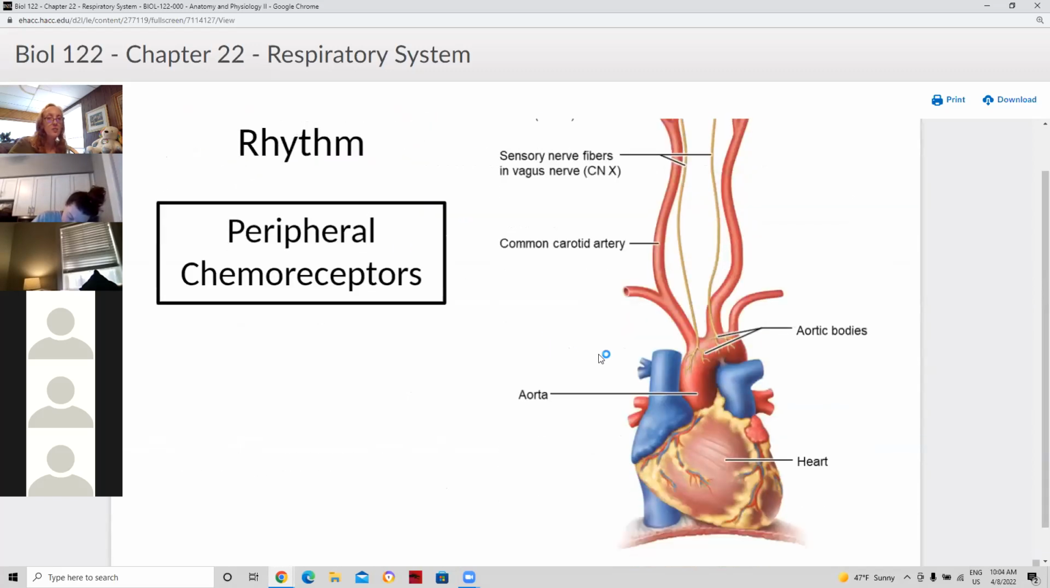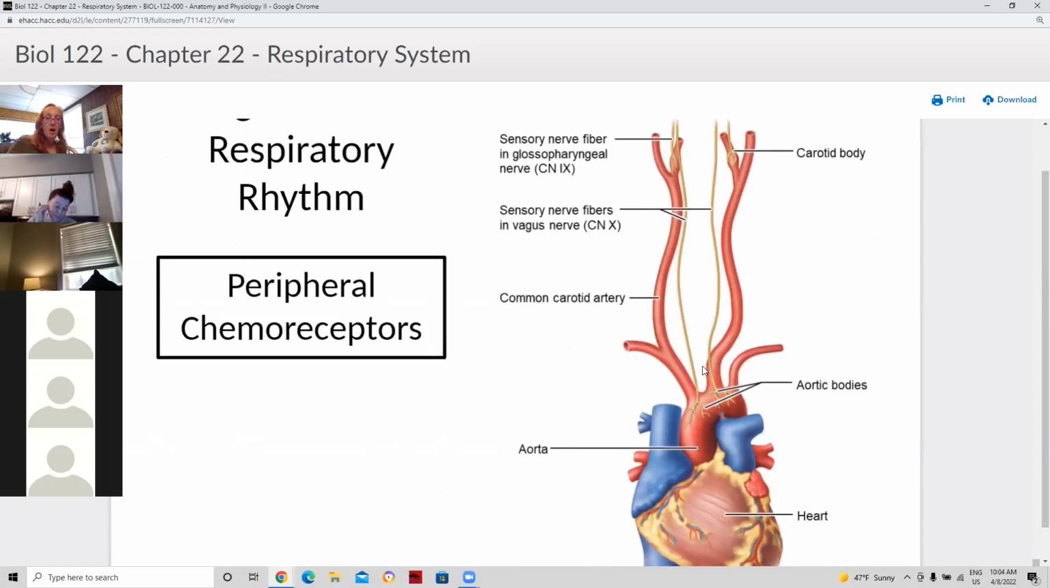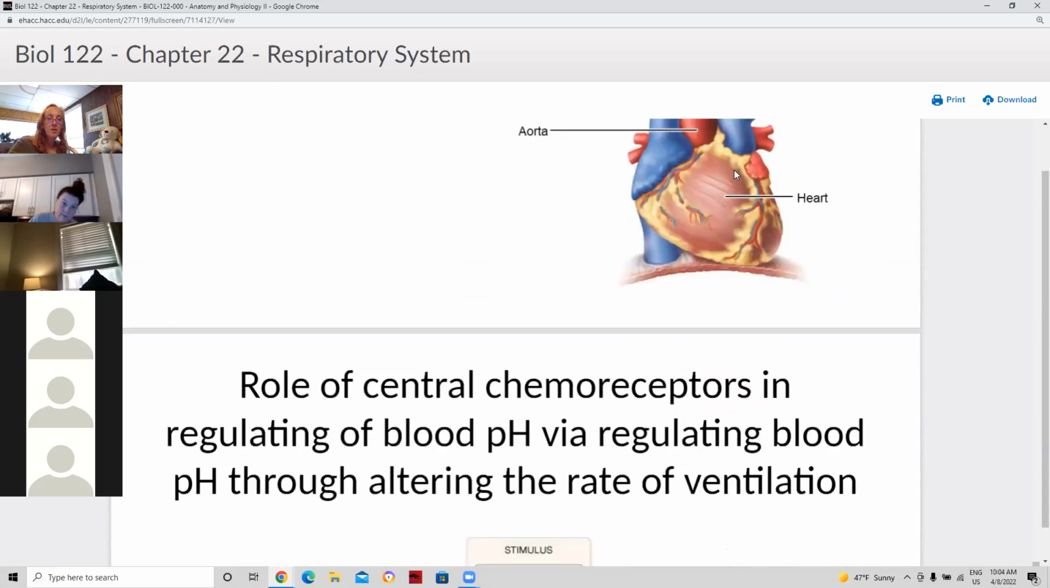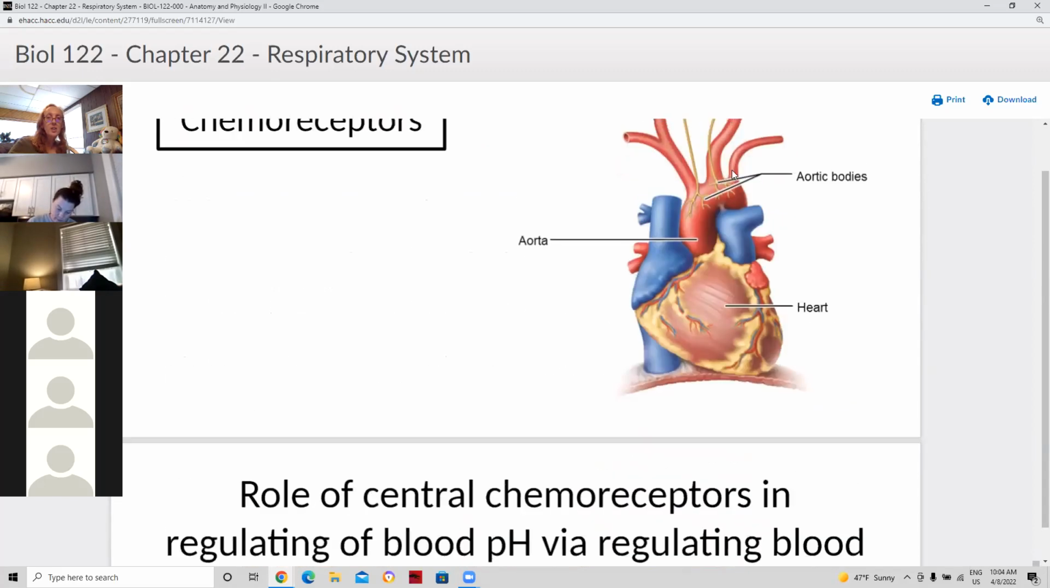Those peripheral chemoreceptors are found in the aortic bodies and in the carotid sinuses. Any questions?